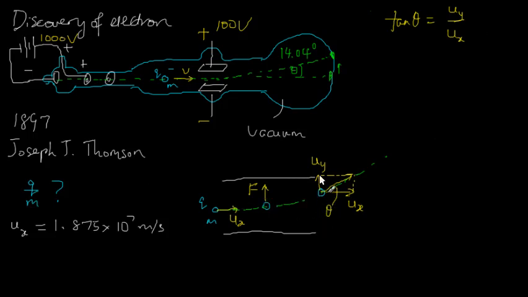Now, uy comes from this force. So to calculate uy, let's think about its vertical acceleration, which I'll call a. When it first enters, there is no vertical component of the velocity, it's just horizontal. By the time it leaves the parallel plates, it has gained this vertical component. So suppose that the time taken for it to travel through the plates is t. So uy must be equal to the acceleration times time.